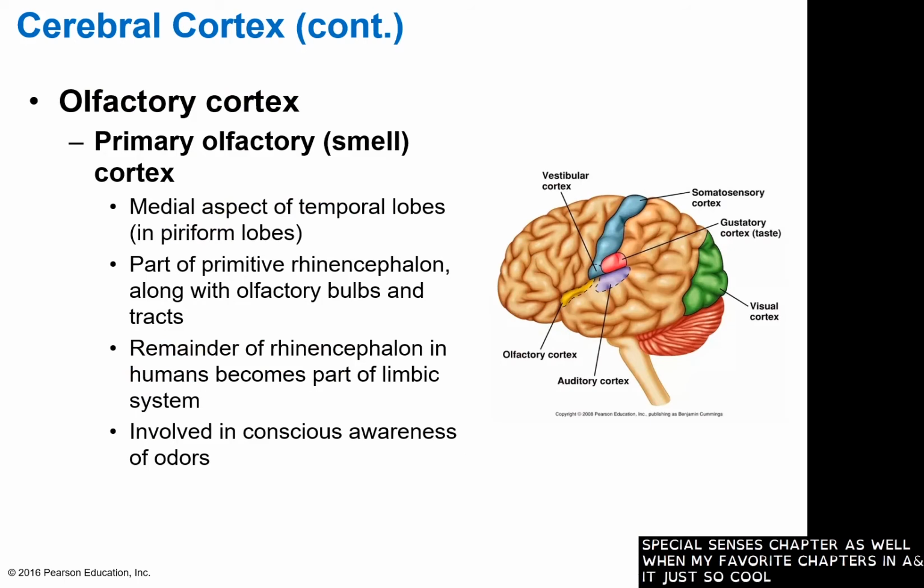It's just so cool how all this is analyzed, and what you're doing right now, you have no idea how much processing is going on inside your brain. And then olfactory is smell. So this is the medial aspect of the temporal lobes, and so part of the rhinencephalon.